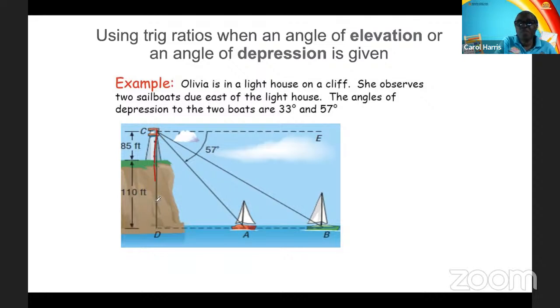Tell me something more now. What represents the distance from ship B to the foot of the lighthouse, or the foot of the cliff, I should say? Miss, repeat the question. What line segment represents from ship B to the foot of the cliff? DB, miss. DB or BD, good.